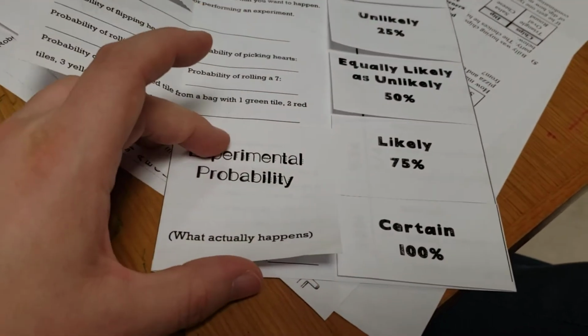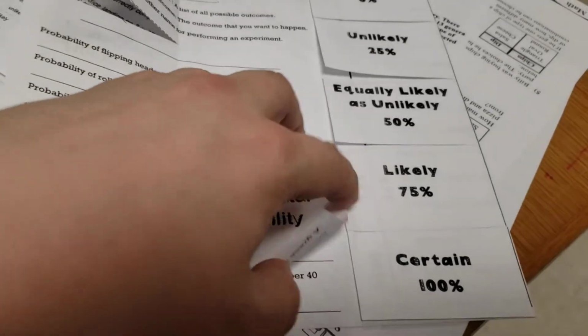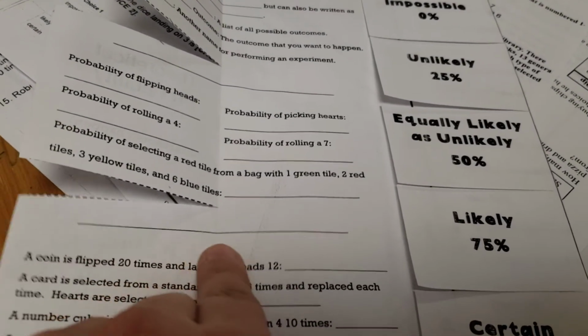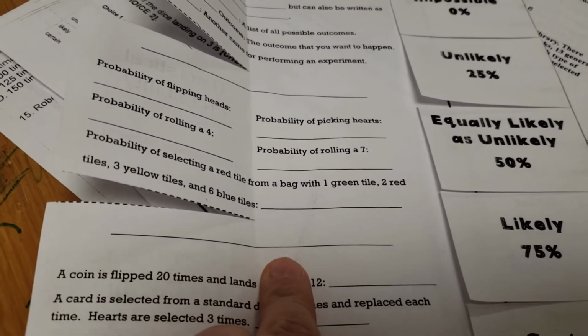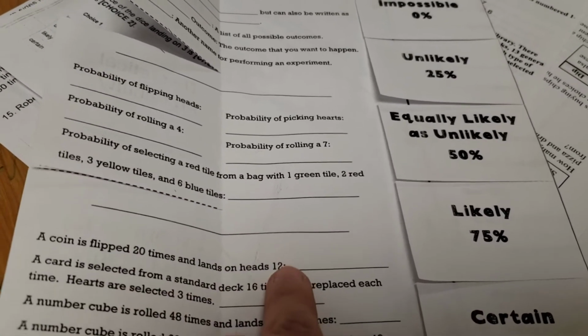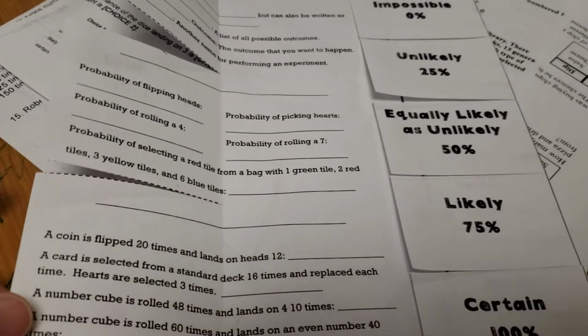The only difference with experimental probability is you've actually done an experiment. You've rolled the dice 10 times, you've flipped a coin 30 times, whatever. So you take the number of times you got that outcome divided by the total number of times you did the experiment. If I did 20 trials, that goes on the bottom. If 12 times it lands on heads, that goes on top. 12 over 20 simplifies to 3/5.